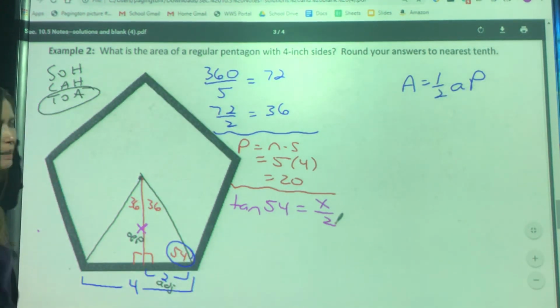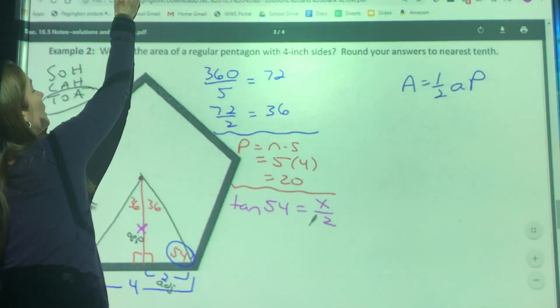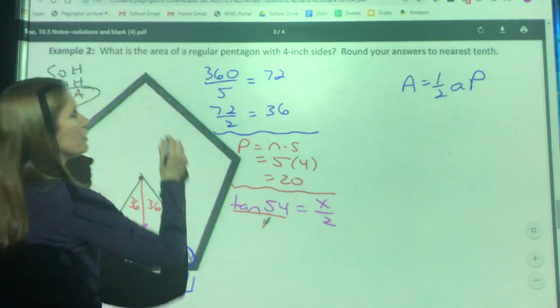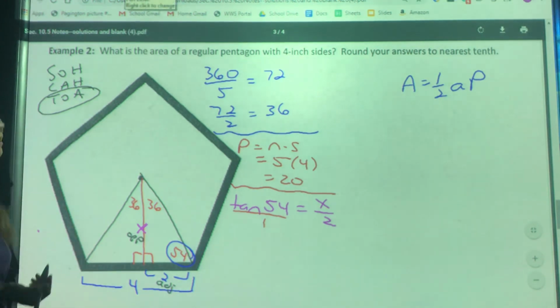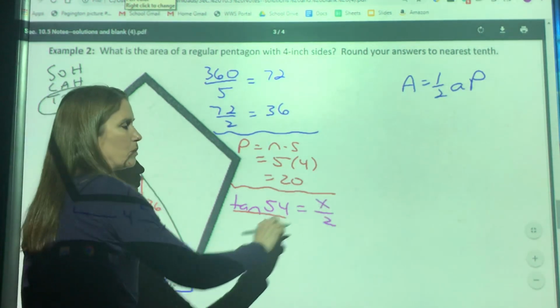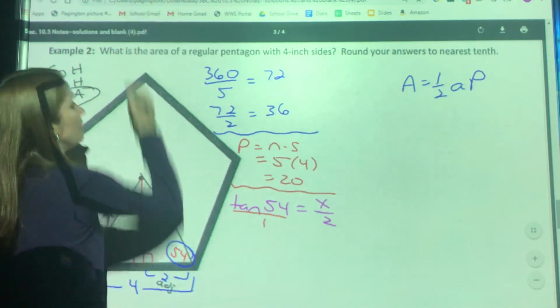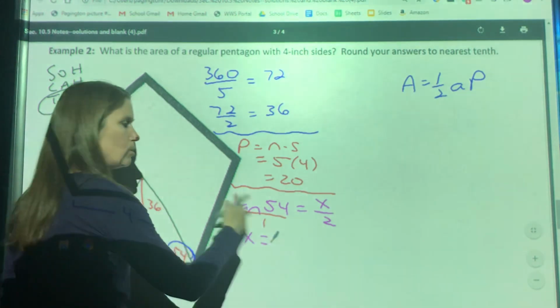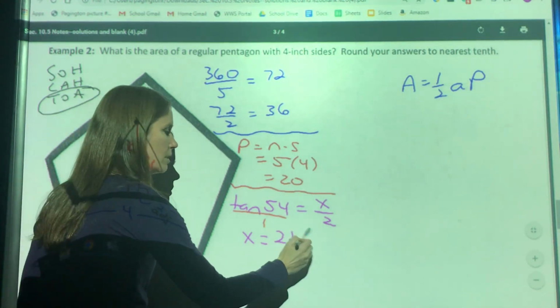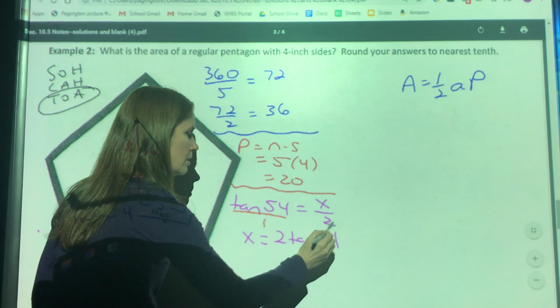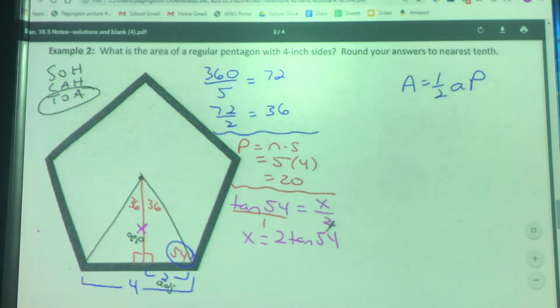Okay, again, when I'm looking for a side length, I'm going to cross multiply. So I can put a 1 underneath. Tangent of 54 is just a number. When I cross multiply, I've got 1 times x is x, and 2 times tangent of 54 is 2 tangent 54. And again, I'm not going to multiply that out yet. I want to leave that in exact form until the very end. So that's my 2 tangent of 54.